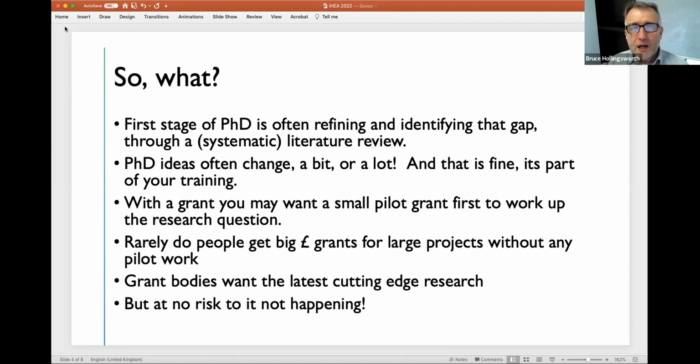Okay? That's because grant bodies, having sat on a lot of funding panels, want the latest cutting edge research, but at no risk whatsoever to that research not happening successfully, okay? So you've got to reassure them that you can do it and that it's a wonderful, great idea that's going to change the world, okay? So you've got to get that balance right.